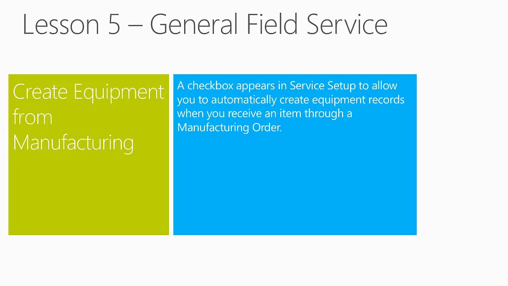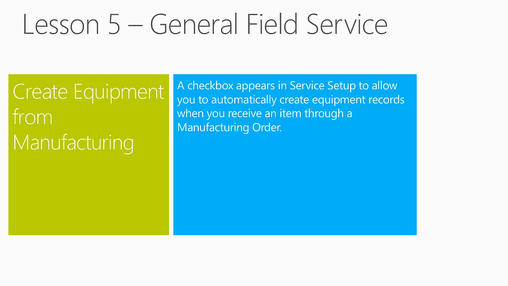Lesson 5. Create equipment for manufacturing. A checkbox now appears in the Service Setup window to allow you to automatically create equipment records when you receive an item through a manufacturing order. The customer that is used on the piece of equipment that is created for manufacturing comes from Service Setup. This customer is called the Return Customer ID, and you must have the customer extensions created in Field Service.